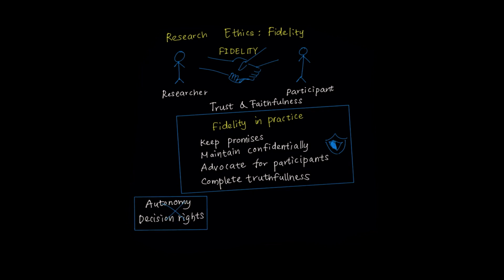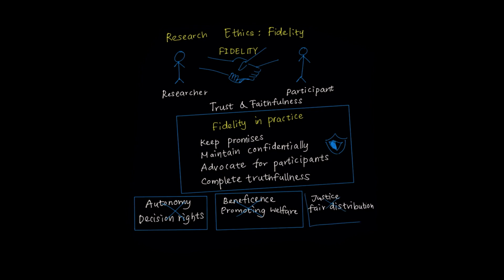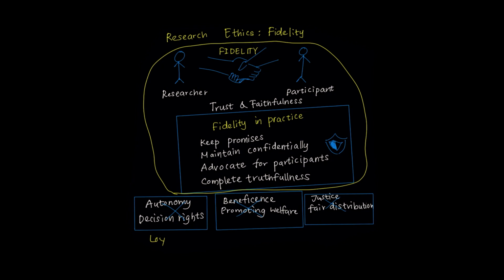Autonomy is different, focusing on participants' rights to make their own informed decisions about involvement, not the researcher's obligations of loyalty. Beneficence concerns actively promoting participant welfare and acting in their best interests, which overlaps with fidelity but doesn't specifically address truthfulness and promise-keeping. Justice addresses fair selection and equitable distribution of risks and benefits across different groups. Fidelity is what makes participants willing to trust researchers with their health information and participation, because they know the researcher will be loyal, truthful, and keep their promises.